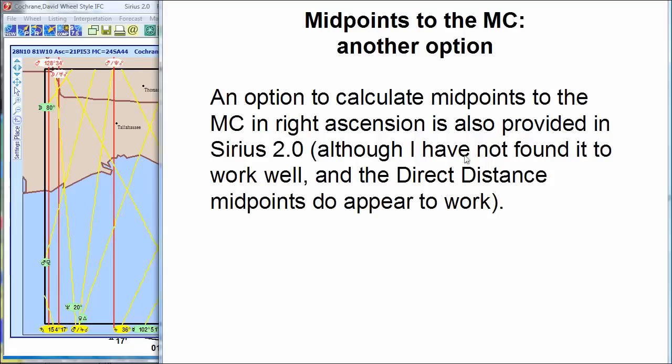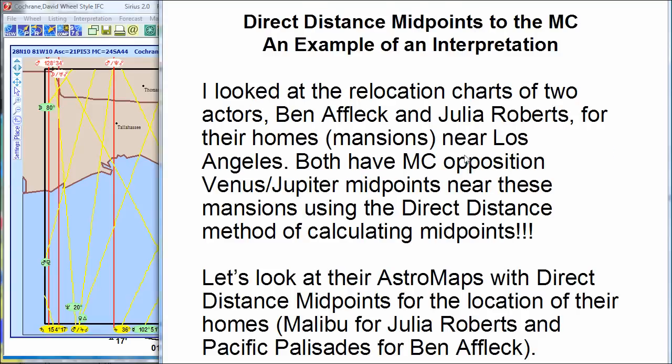So here I mentioned that we have two ways in the Series software to calculate in mundo midpoints, only one way to do it to the ascendant, and I think it's the direct distance, which is the way it's done to the ascendant, is personally the one that's looking much more promising to me. And I'll show you an example of it.